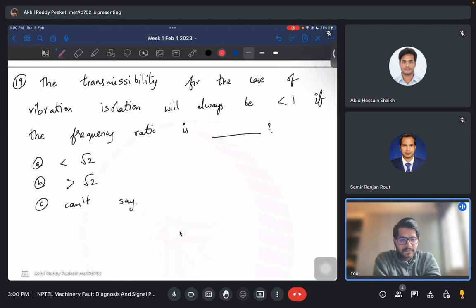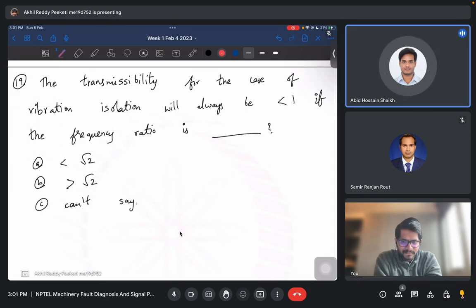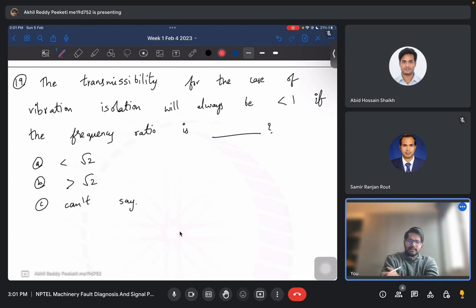So the transmissibility for the case of vibration isolation will always be less than 1 if the frequency ratio is... So have you guys watched the SARS lectures? If you see those lectures where we talked about vibration isolation, that is to have the machines isolated from the vibrations of the ground.